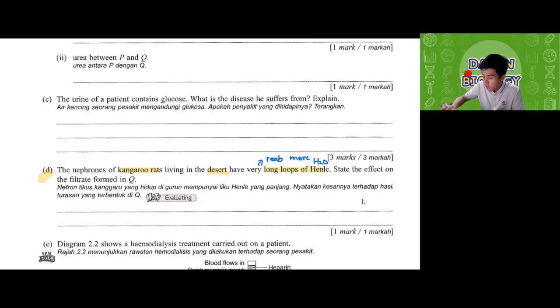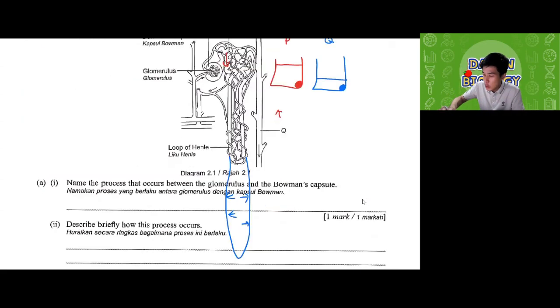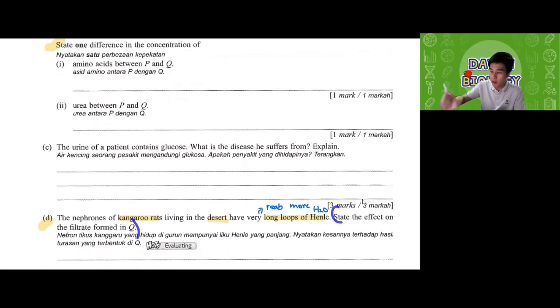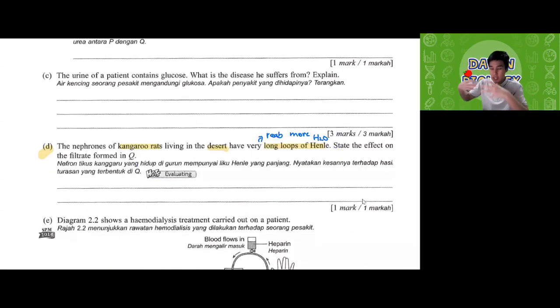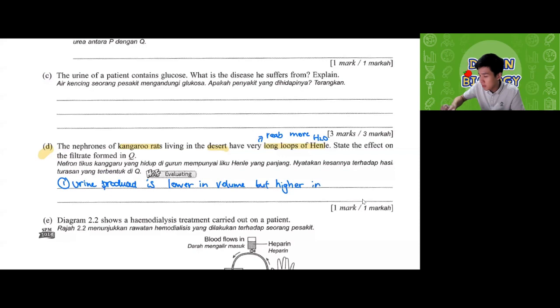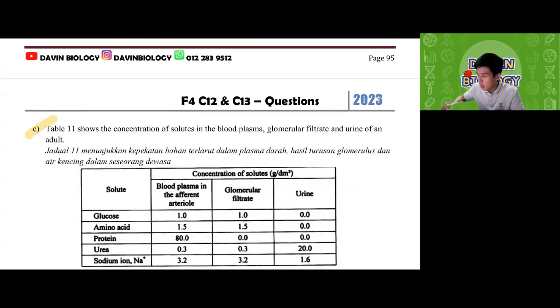But the main question they ask is to state the effect on the filtrate formed in Q. So Q is your urine, and of course the amount will definitely be less, because you reabsorb more water back into your body. The urine that you secrete will definitely be lesser, so the urine produced is lower in volume. But the color: if you pee very little, the color is usually very dark, very yellowish. Yes, higher in concentration.